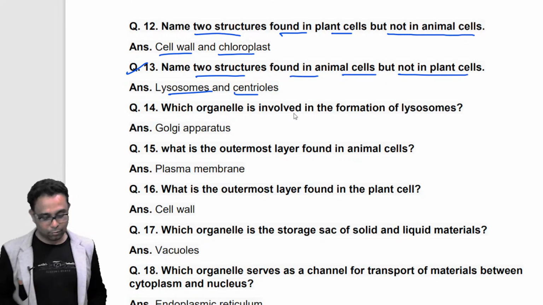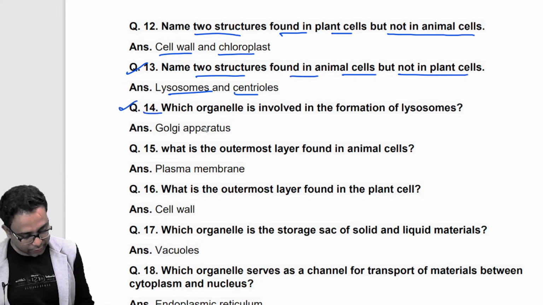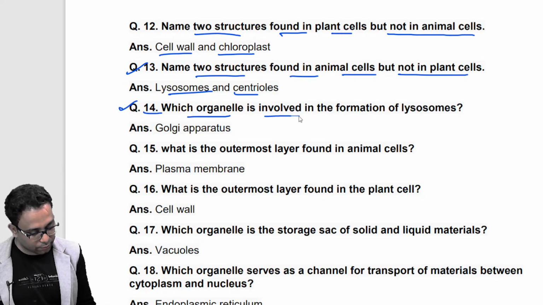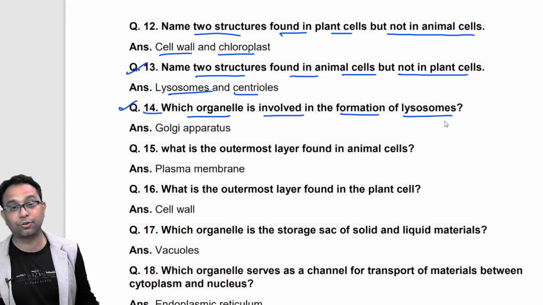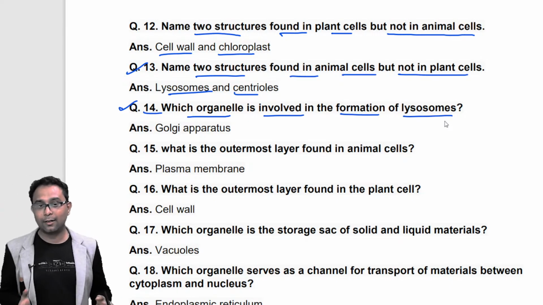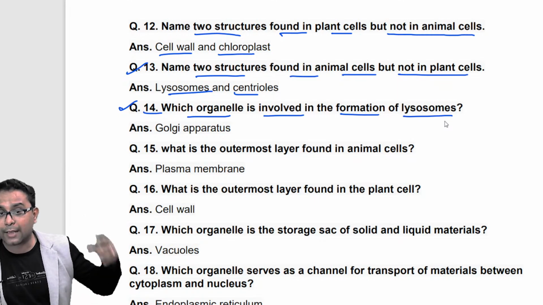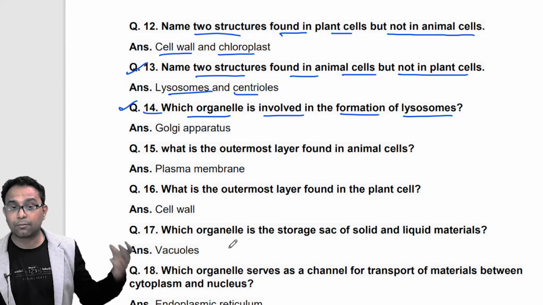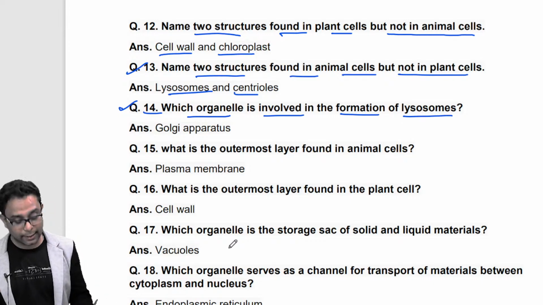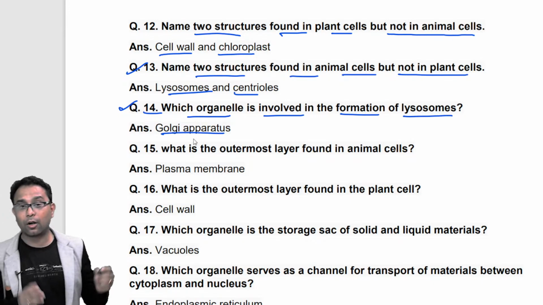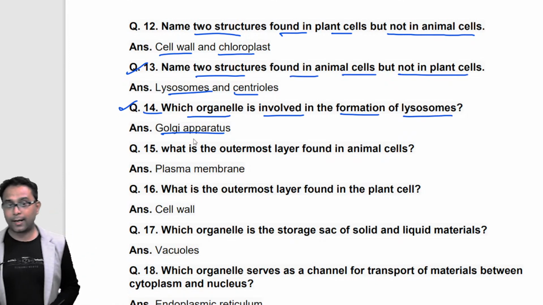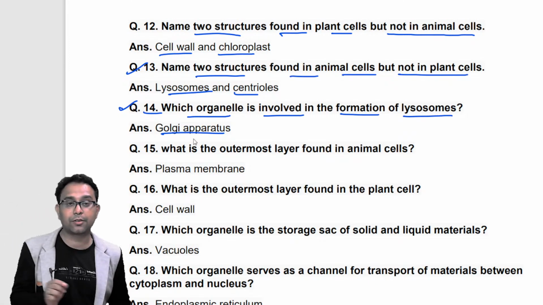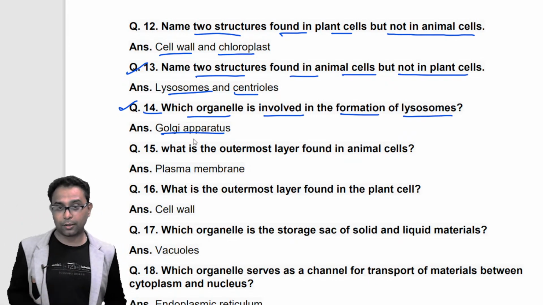Right? Now I go to the next question, question number 14. Which organelle is involved in the formation of the lysosome? That means which organelle helps in the formation of the lysosome? The Golgi apparatus, or the Golgi bodies, right, is involved in the formation of the lysosome. This is a very important question.